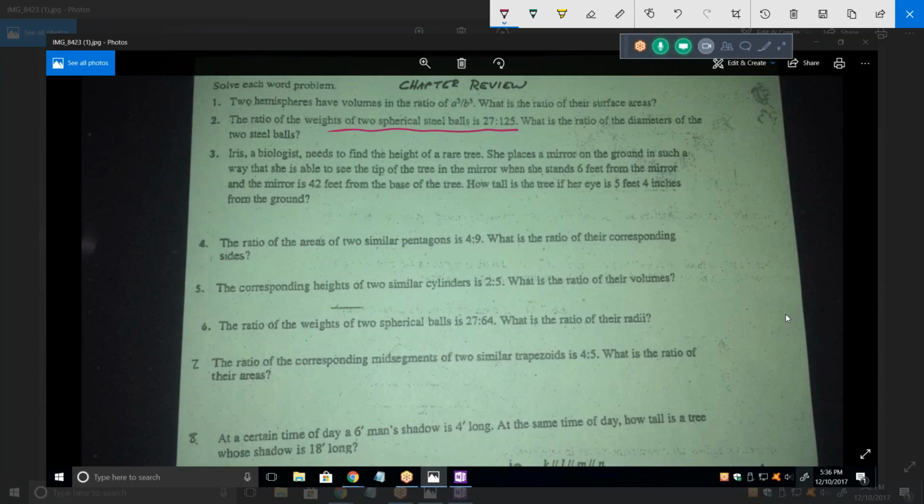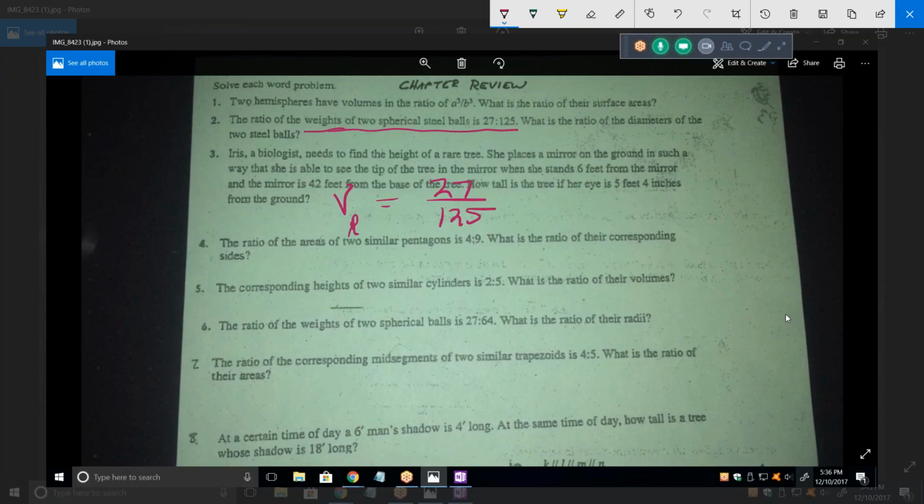So first of all, what does that tell me? It says weights. So that's volume, correct? In other words, the ratio of the volumes is going to be the same as the ratio of the weights. It's not exactly clear that that's what it would be, but it is, as long as it's a uniform substance, like steel balls. The density of steel is the same everywhere, so whatever the ratio of their weights is, that's the ratio of their volumes. So the volume ratio is 27 to 125.